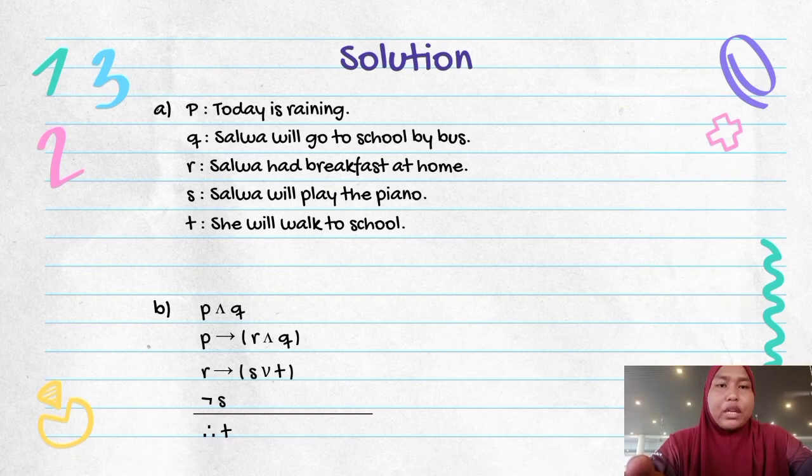For question B, write the premises of the argument using symbols from A. So we get P and Q. This is the symbol for and. P implies R and Q. This arrow is the symbol for implies. Next, R implies S or T. This is the symbol for or. And the last one, not S. This is the symbol for not. And the conclusion for the argument is P.